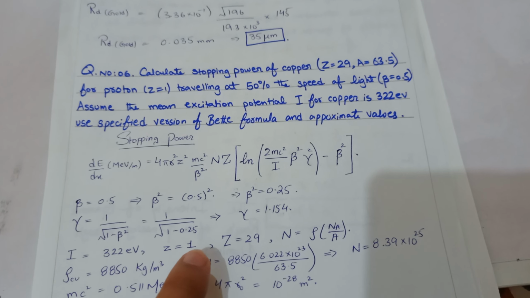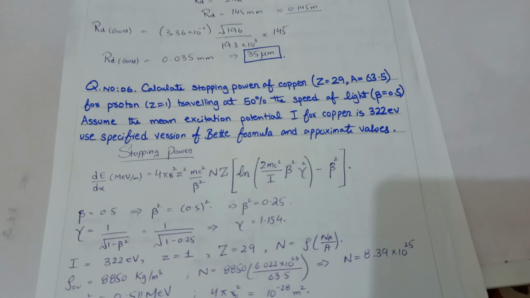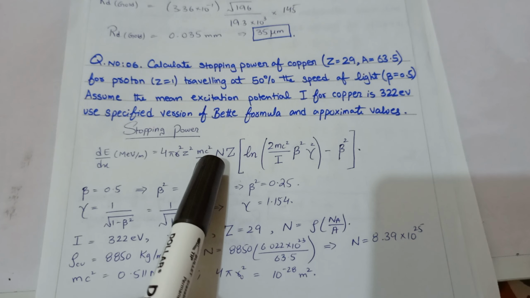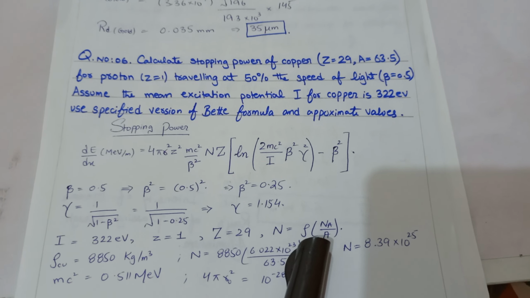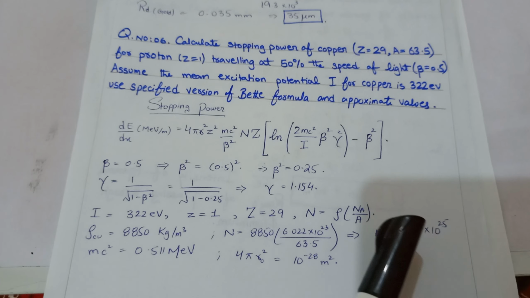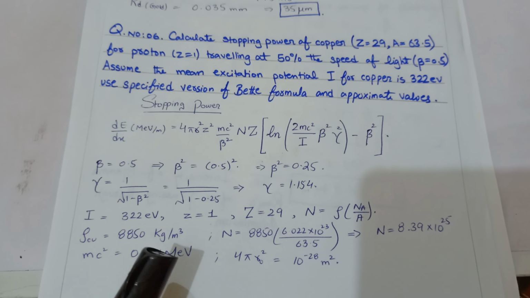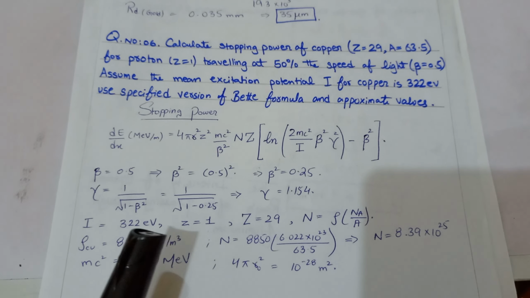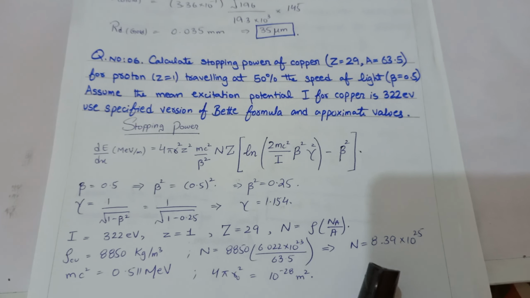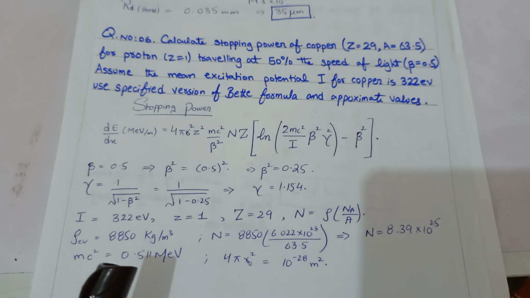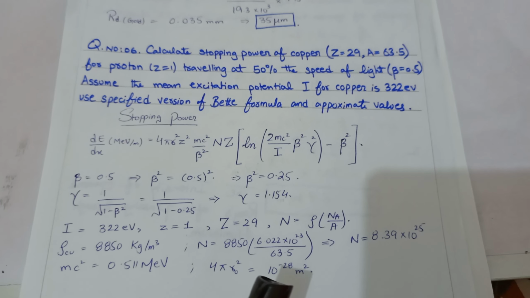Small z is also given; for the case of proton it is always 1. Here our material is copper, and Z is 29. For the capital N, we already know how to find it: basically the density times Avogadro's number divided by the mass number. After substituting, you will get the density of copper as 8850 kg per meter cube. Putting in the value of density, you can find the final expression for N. m naught c square you already know is 0.511 mega electron volts, and 4 pi r naught square is 10 raised to minus 28 meter square.